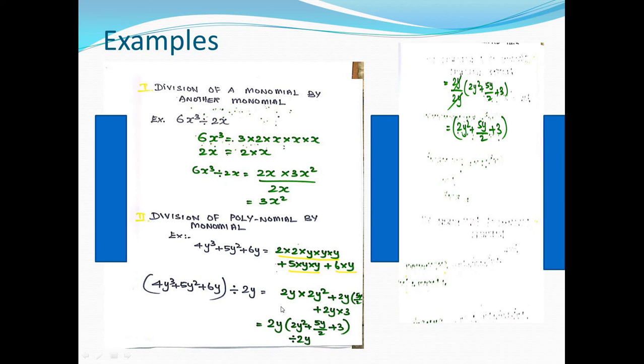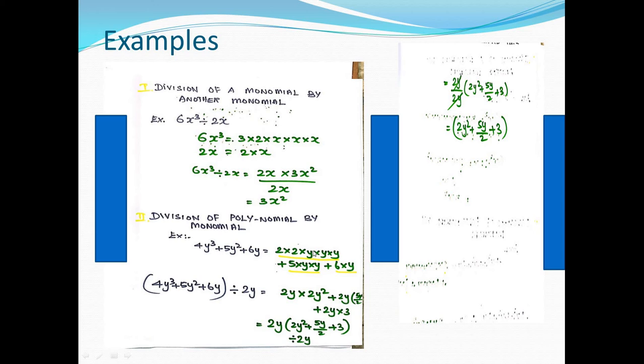Look at the first term. We can take 2y as common, multiplied by the remaining factors, 2y square. Plus, look at the middle term. You don't have the factor of 2. So what we have to do in those cases is write the odd number. 5 can be written as 5 by 2 multiplied by 2. If you solve 5 by 2 multiplied by 2, you will get 5. So in this way, we have to write to get a common factor.